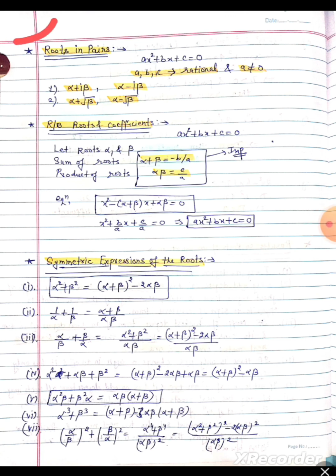We also have the roots in pairs. If we have a quadratic equation and your constants are given rational here, then your roots should be in pairs. If one root is alpha plus iota beta, the second root will automatically be alpha minus iota beta.